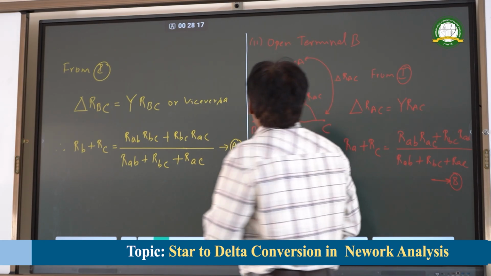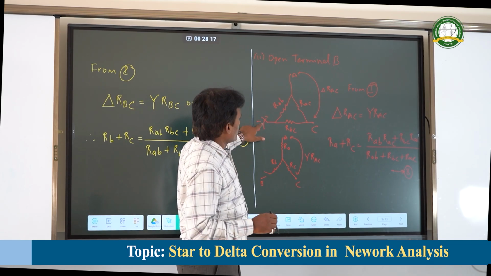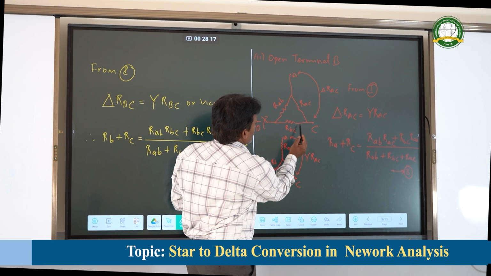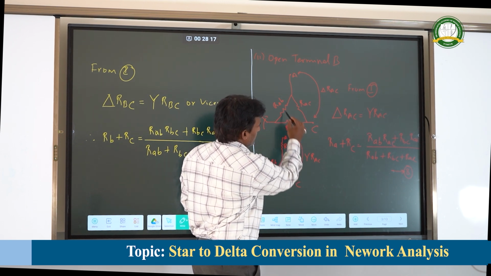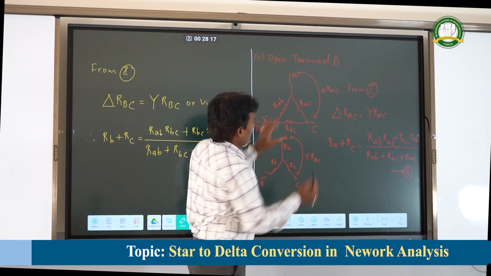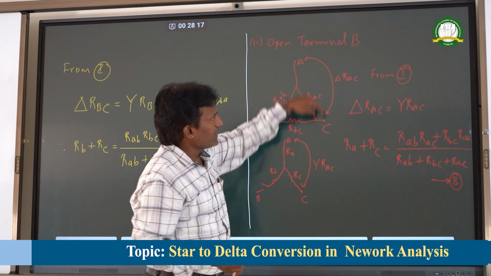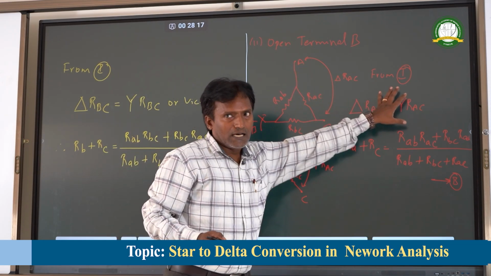And similarly on opening terminal B, see that I have shown here in the figure, I have opened the terminal B here. So whatever current flows in RBC will be flowing through RAB. Hence these two elements come in series and these two come in parallel with RAC. And here we are going to find the effective resistance across terminals RAC. So for delta RAC, which is equal to star RAC.